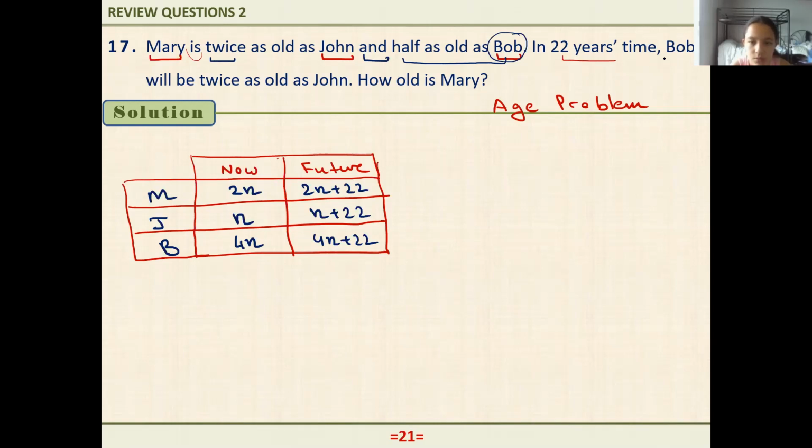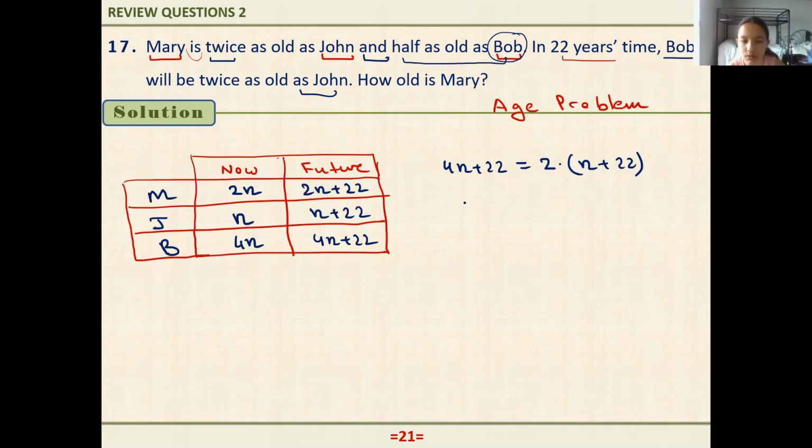In 22 years' time, Bob will be, okay, where is Bob? Here, right? That is 4n plus 22. That is Bob's age. Will be twice as old as John. What is John? Here. That means it equals twice as old as John. That is John's age, right? How old is Mary? So we need to find 2n, Mary's age here.